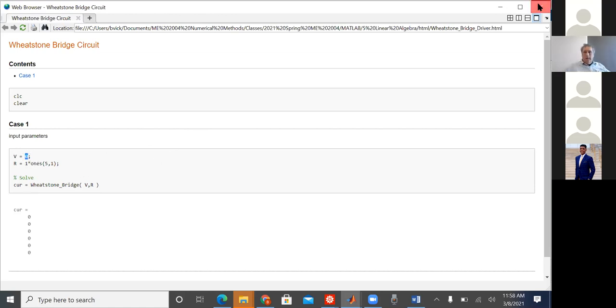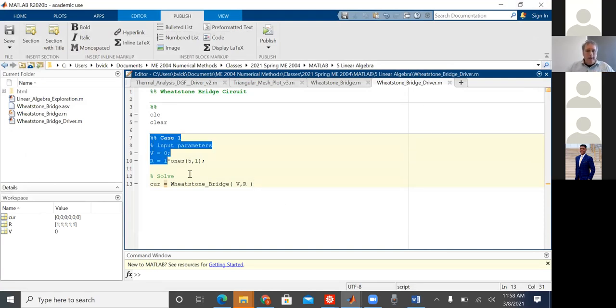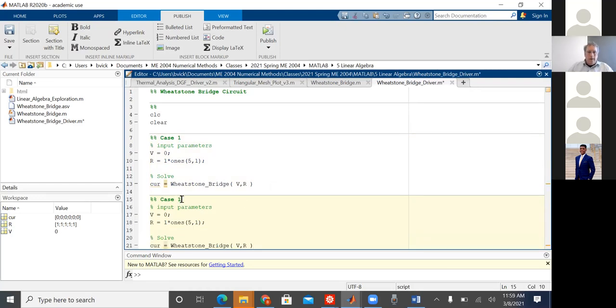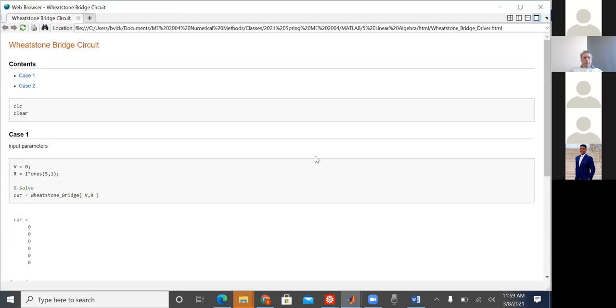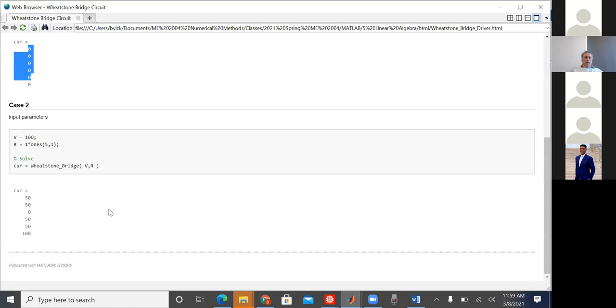So we now go to case 2 and it's easy. The easiest is probably to copy and paste. Copy, paste. Case 2 is put in 100 volts. Now we expect some action. What's that? There we go. Case 1 looked odd at first, but it actually makes complete physical sense and it's a good test. Case 2 now, you get 50, 50, 0, 50, 50, and 100.